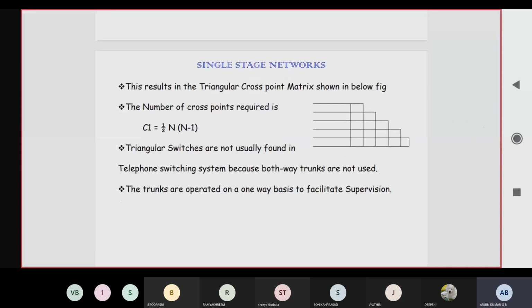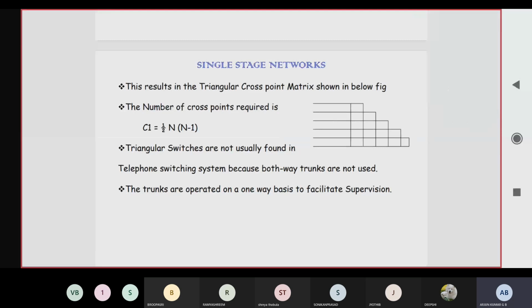Okay, the number of cross points required will be reduced to half. Then C1 is equal to 1 by 2 into n into n minus 1. Suppose n is equal to 10. 10 minus 1 is 9. 9 into 10 is 90, divided by 2 is 45. Then it is reduced; half will be reduced. C1 is equal to 45 for this kind of configuration.